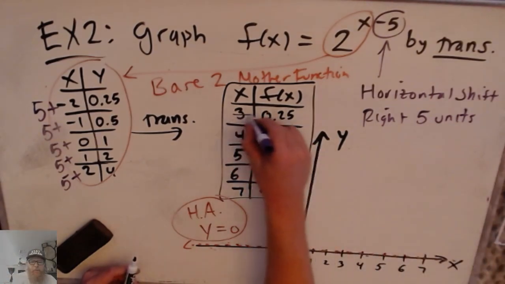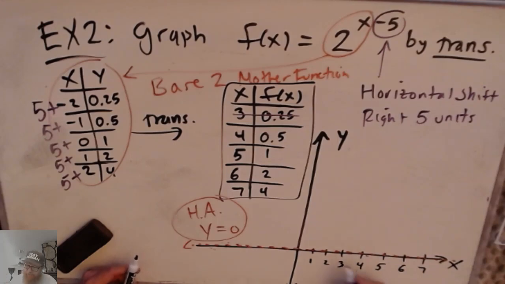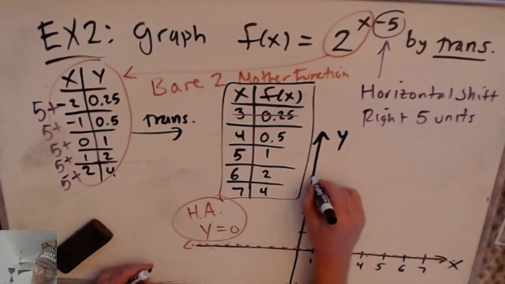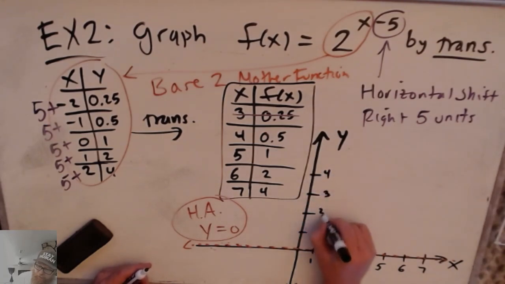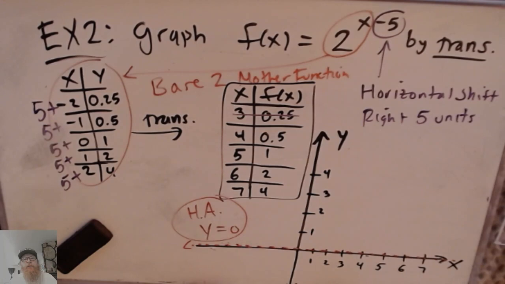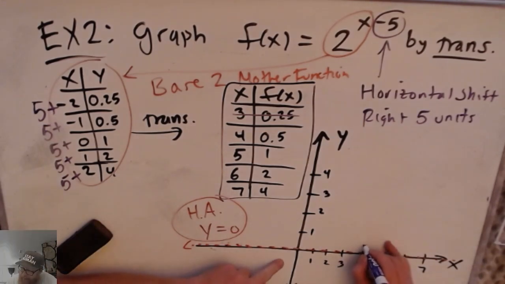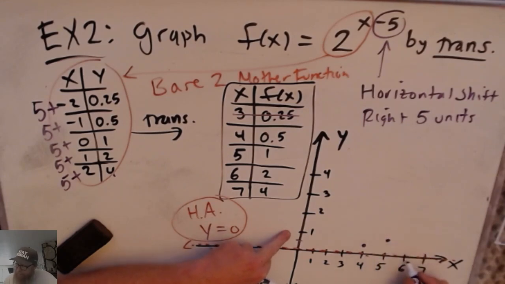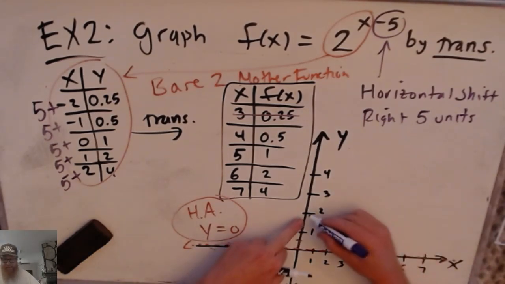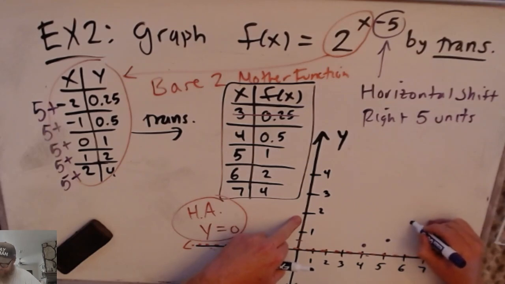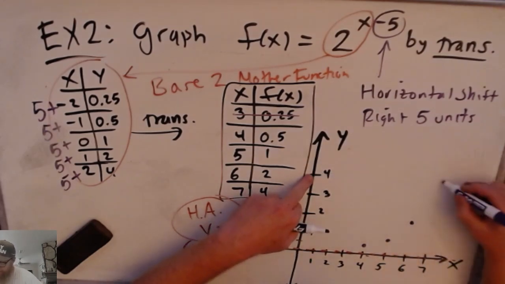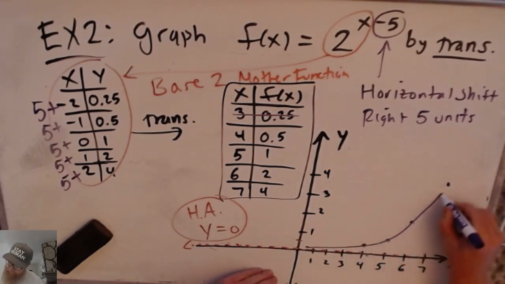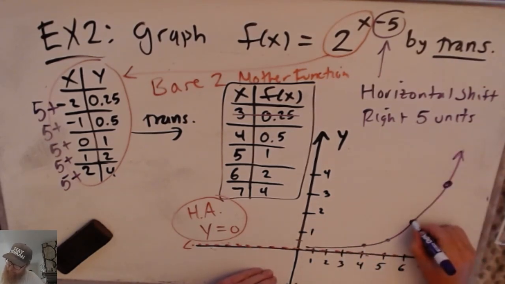Again, I probably won't plot the 0.25, but I could do, let's see, 1, 2, 3, 4. So I can do 4 and 0.5, about there, 5 and 1, 6 and 2, 7 and 4. And there's your graph.